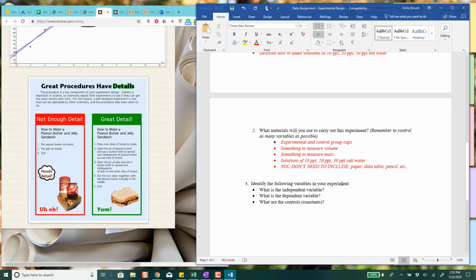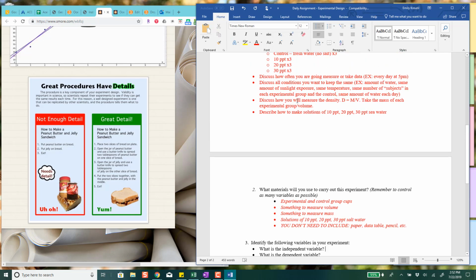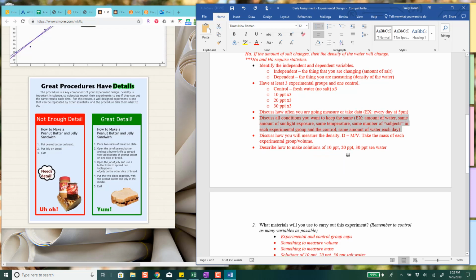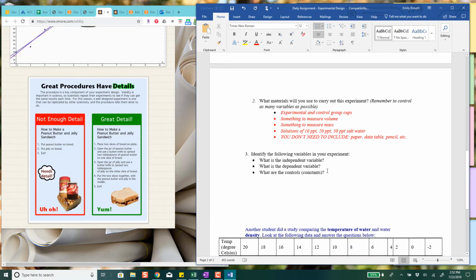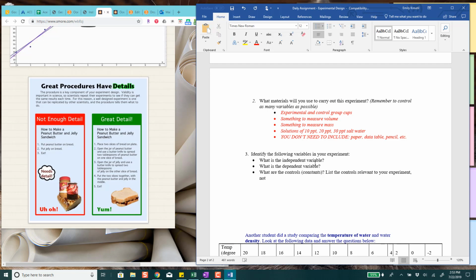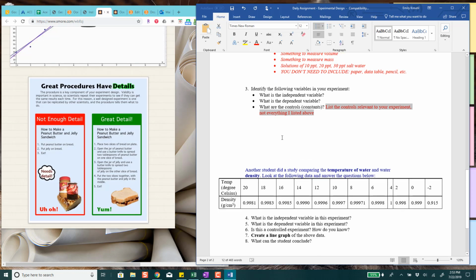Okay, and then you want to identify your variables, right? Which is what we've discussed up here. We have our independent and our dependent, and then all the conditions we want to keep the same are controls, right? We discussed those. So you'll describe the ones that are relevant to this experiment, not everything I've discussed. Okay, so that's how you do part 3.